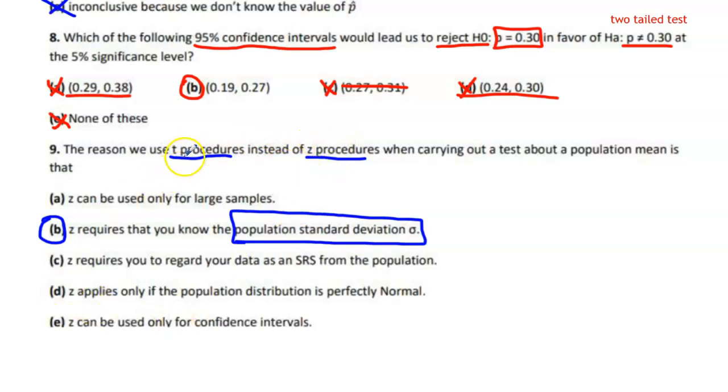Now keep in mind, the general reason is that T procedures are more spread out, and they allow us to create confidence intervals and significance tests that are more accurate, rather than Z procedures, where the standard deviation is always the same, whereas T procedures have a wider standard deviation. However, this question isn't asking about that. This question is saying, when do we use T procedures instead of Z procedures? And that is only based on whether we know the population standard deviation or not.